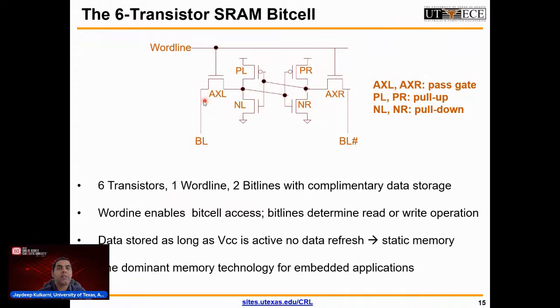The access transistors AXL and AXR, also known as the pass gate transistors, enable reading and writing through this cross-coupled inverter pair. The PL and PR are called the pull-up transistors, and NL and NR are called the pull-down transistors. And as I mentioned, the word line enables the bit cell access, and the bit lines determine whether this is a read operation or a write operation.